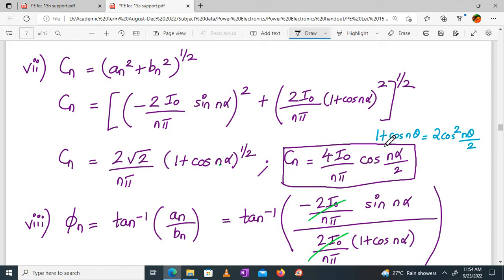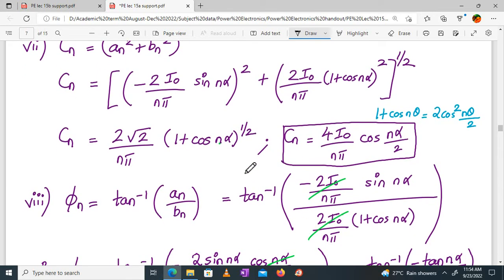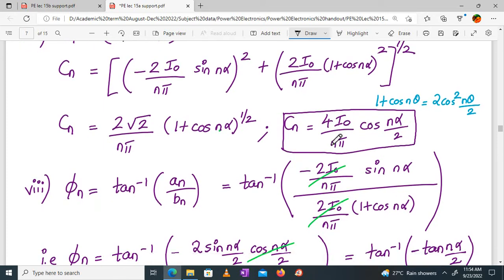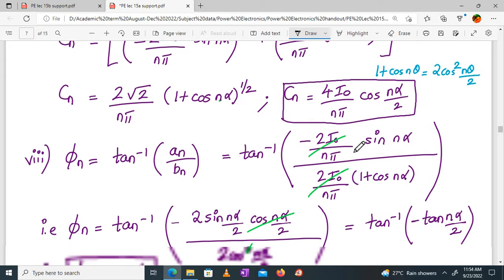It is same as 1 plus cos n theta, which will be twice cos square n theta by 2. ऐसे होता है उसका expression, right? So in this case, this is what you will get. So write down Cn and this expression. 4 I naught upon n pi cos n alpha by 2. Cn is 4 I naught upon n pi into cos n alpha by 2. लिखा है Cn?